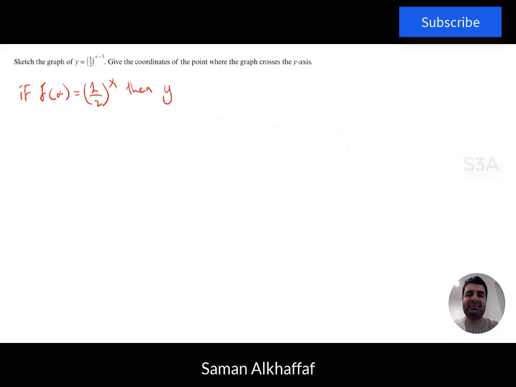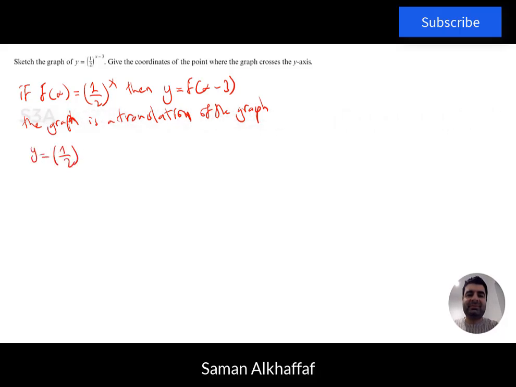the y is equivalent to f of x minus 3, so that the graph is a translation of the graph y equals half to the x, by the vector (3, 0), where it represents the xy coordinate.